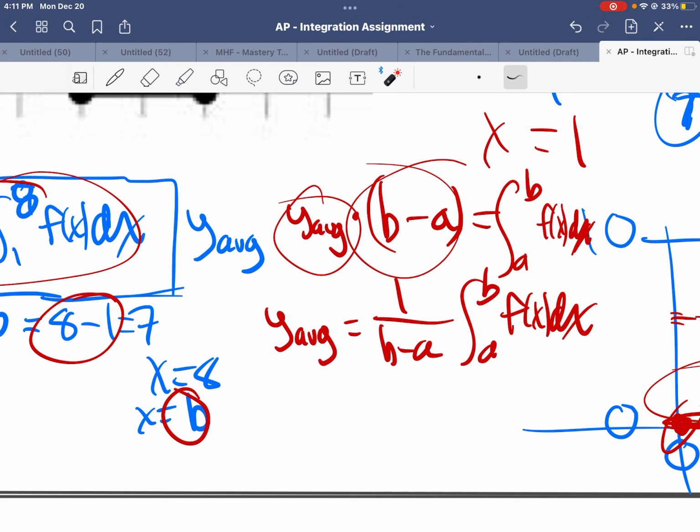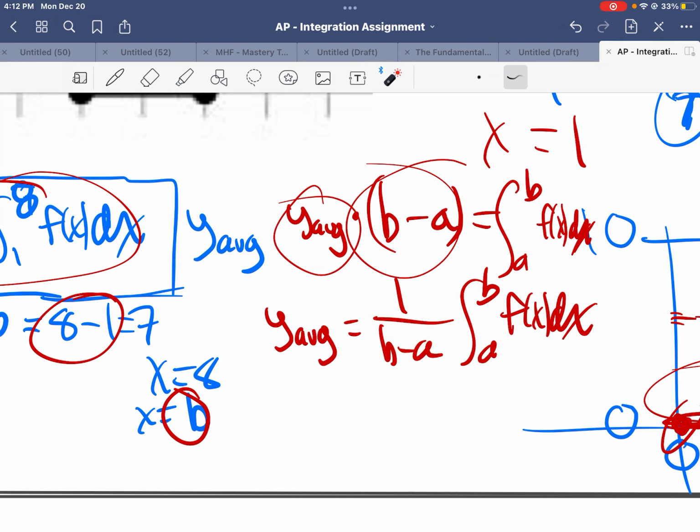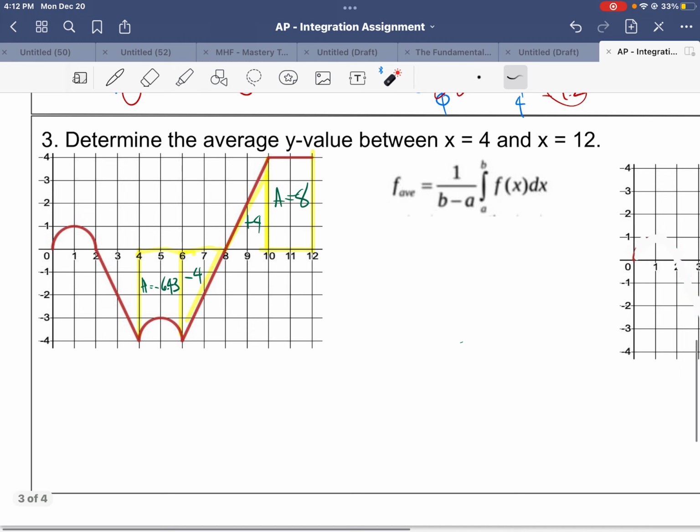Now, I actually prefer having the b minus a right there, and then not having to worry about that. Even though you'll see the formula written this way, it doesn't mean that you have to use it in the form that it is given. You can just calculate that area and divide by b minus a. And again, it doesn't matter if you use y average or f average. Okay, let's apply this rule now.